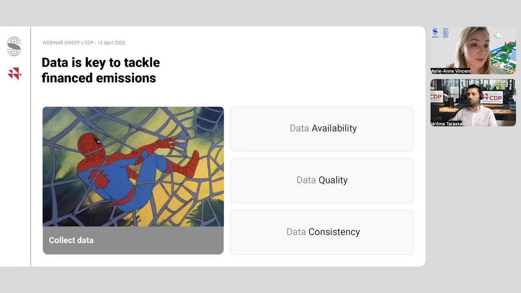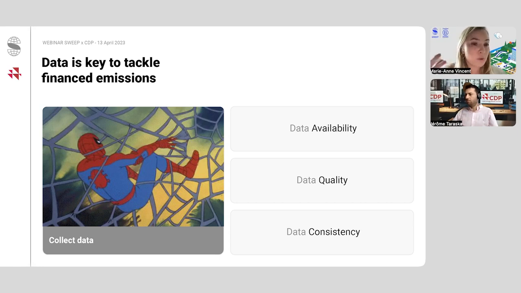It was very difficult to aggregate this data because it was not consistent. Doing this process on Excel when you have 200 or 300 portfolio companies is clearly a nightmare. When you want to do it more often, take action and pilot the reduction, it becomes completely impossible. That's why it was key to automate this data collection.